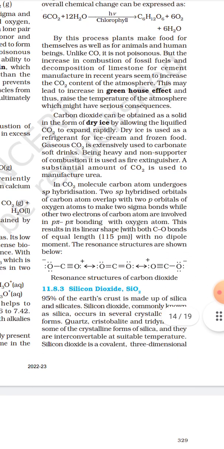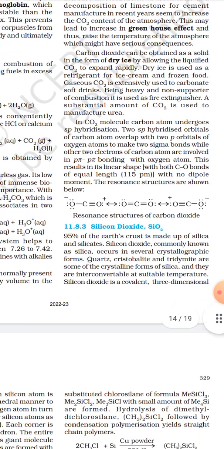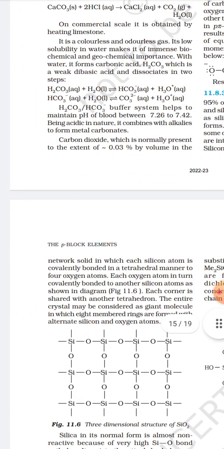Silicon dioxide. 95% of the earth's crust is made up of silica and silicates. Silicon dioxide, commonly known as silica, occurs in several crystallographic forms. Quartz, tridymite are some of the crystalline forms of silica and they are interconvertible at suitable temperature. Silicon dioxide is a covalent three-dimensional network solid in which each silicon atom is covalently bonded in a tetrahedral manner to 4 oxygen atoms. Each oxygen atom in turn is covalently bonded to another silicon atom as shown. Each corner is shared with another tetrahedron.